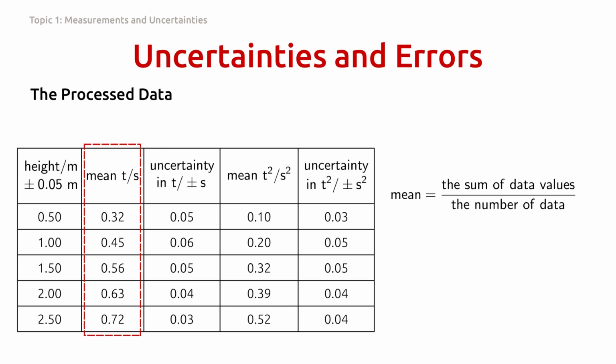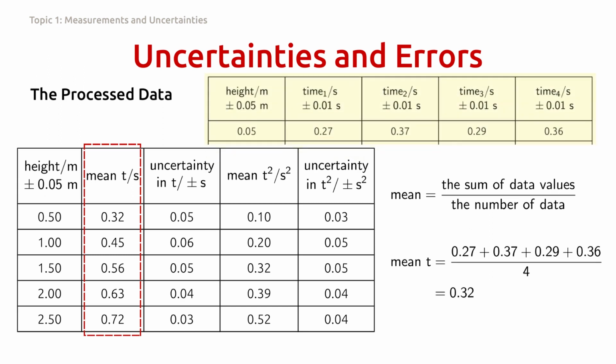When it comes to data processing, the first thing that we usually do is to calculate the mean, or the average of the values. The mean is just a statistical terminology for the arithmetic average, and this is equal to the sum of data values divided by the number of data. For the purpose of the presentation, we will demonstrate the sample calculation only on the first row of the data.